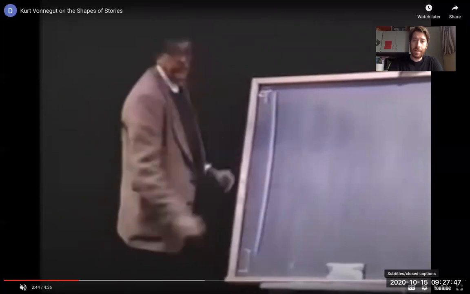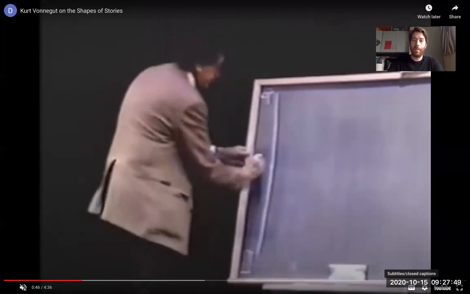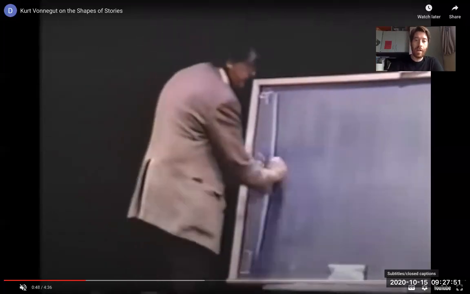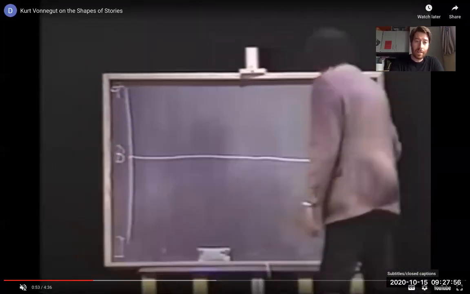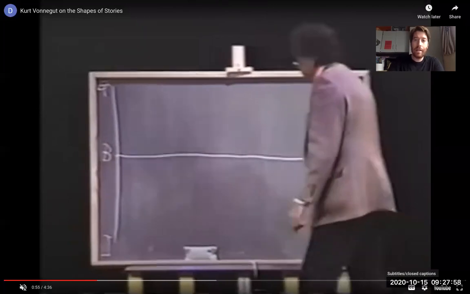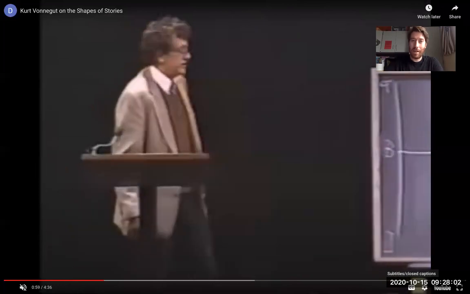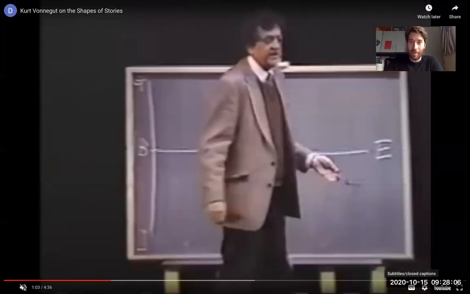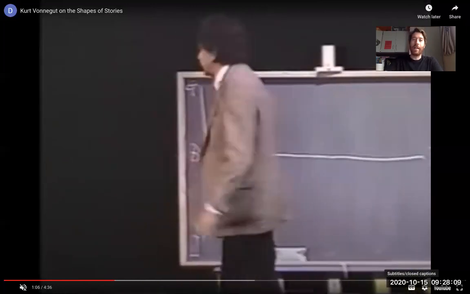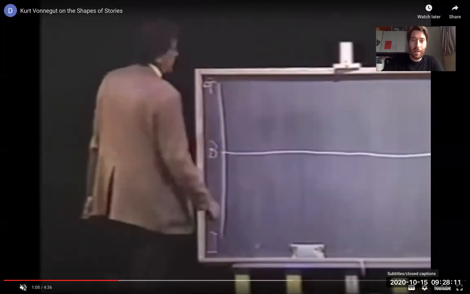What those represent at the top is good fortune, so things that are going well for the characters. At the bottom of the line is ill fortune. Then he draws a line left to right. It's the axis that he calls the B-E axis. The B stands for beginning of a story, and E stands for end of a story. Again, generally stories follow the same shape.